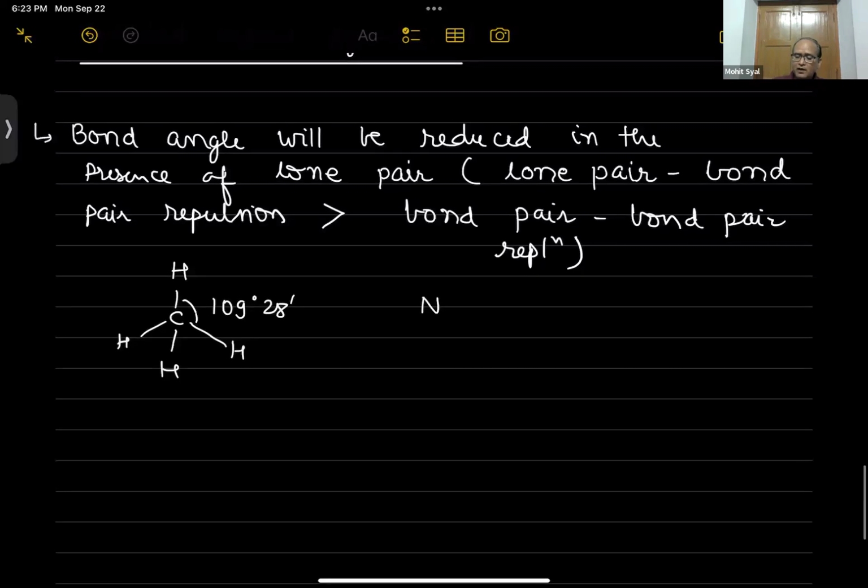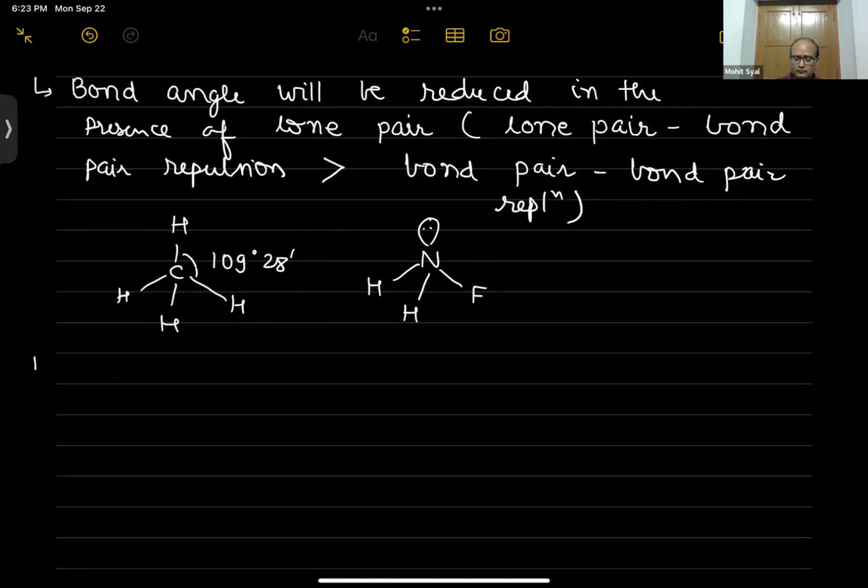Suppose if you put in one lone pair, the steric number, which is equal to the sum of sigma bonds and the lone pair, is still the same. Got it? What happened to the bond angle? Will it be more or will it be less? Less. Why less?